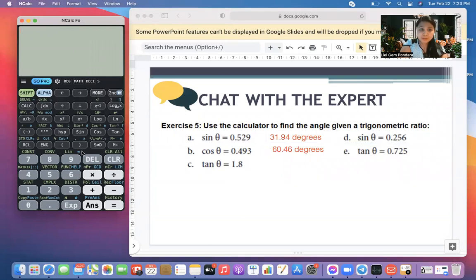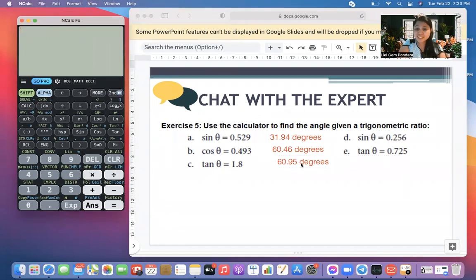The next one, we have tangent theta equals 1.8. Press shift, press tangent, press 1.8. The angle measurement is 60.95 degrees. Let's write it, 60.95 degrees. Next, let's have letter D.